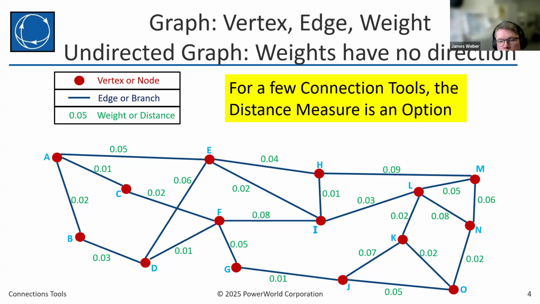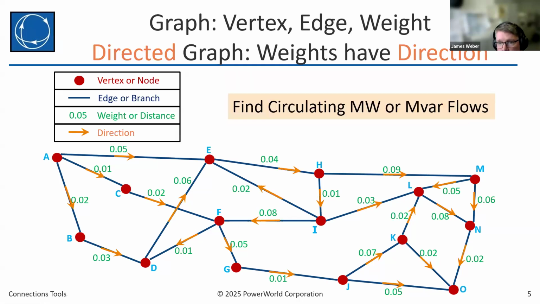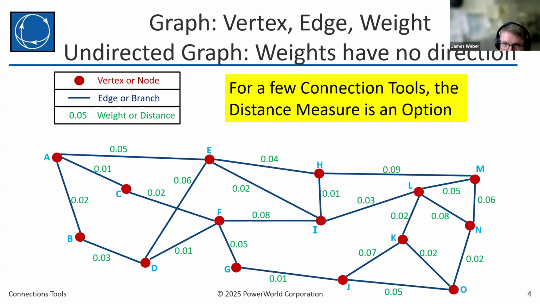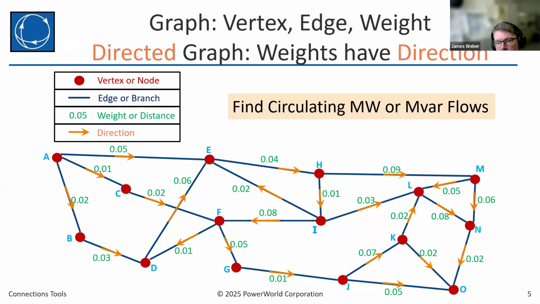Most of the tools that we build on these topics of graphs in PowerWorld are for what's called an undirected graph, so each of these edges doesn't really have a direction assigned to it. There is one tool, the first one I'll talk about, which calculates circulating megawatt and megavar flows. Those edges do have directions, the direction of the megawatt or megavar flow. It's the same idea as the plain old undirected graph. The directed graph just means each edge has a direction associated with it.